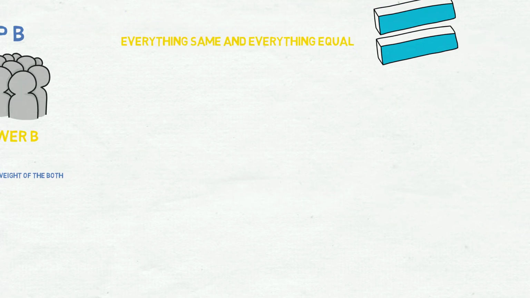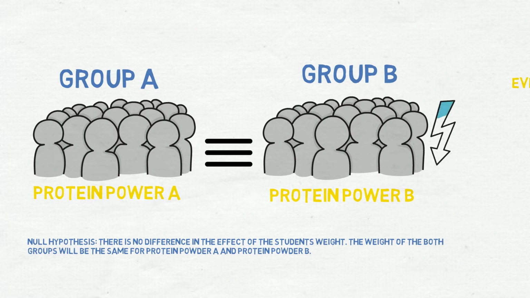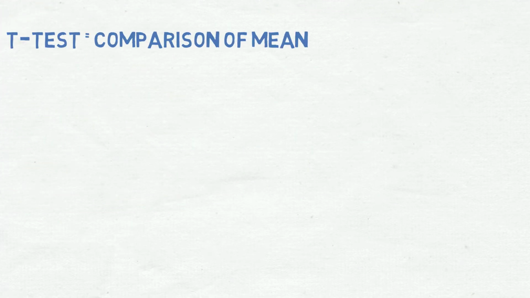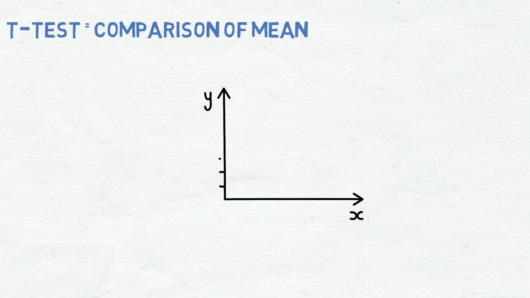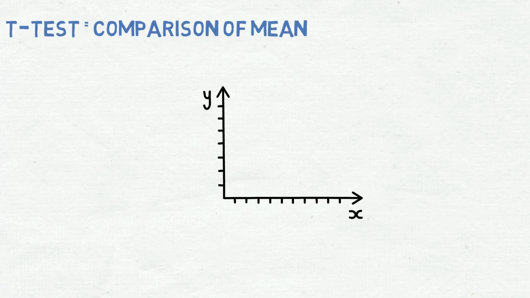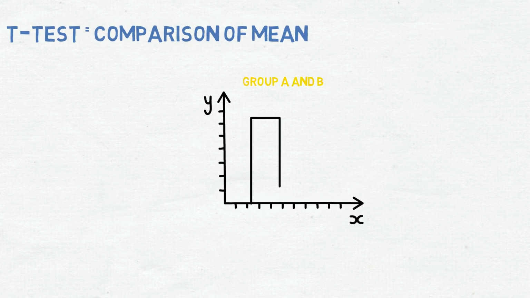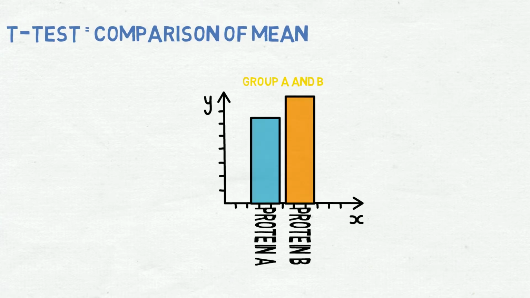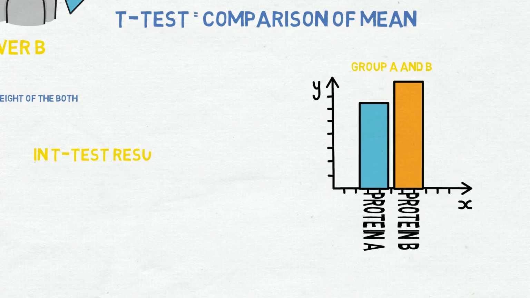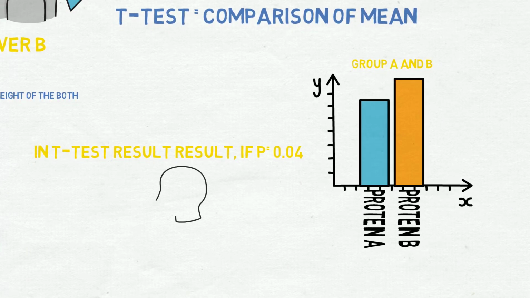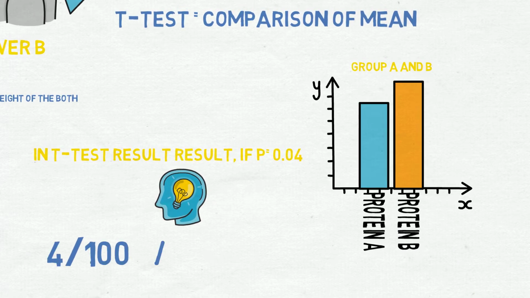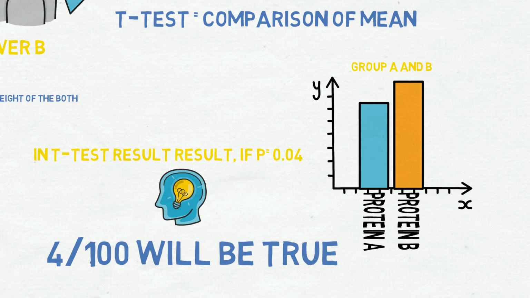Okay, for example, let's take a t-test in our previous example. The t-test is used for the comparison of mean. This graph represents the mean and the standard deviation of the weight of the students using the different protein powders, protein powder A and B. Let's say in the t-test result, if the p-value is 0.04, this means if I repeat this experiment 100 times, only 4 out of 100 times the null hypothesis will be true.